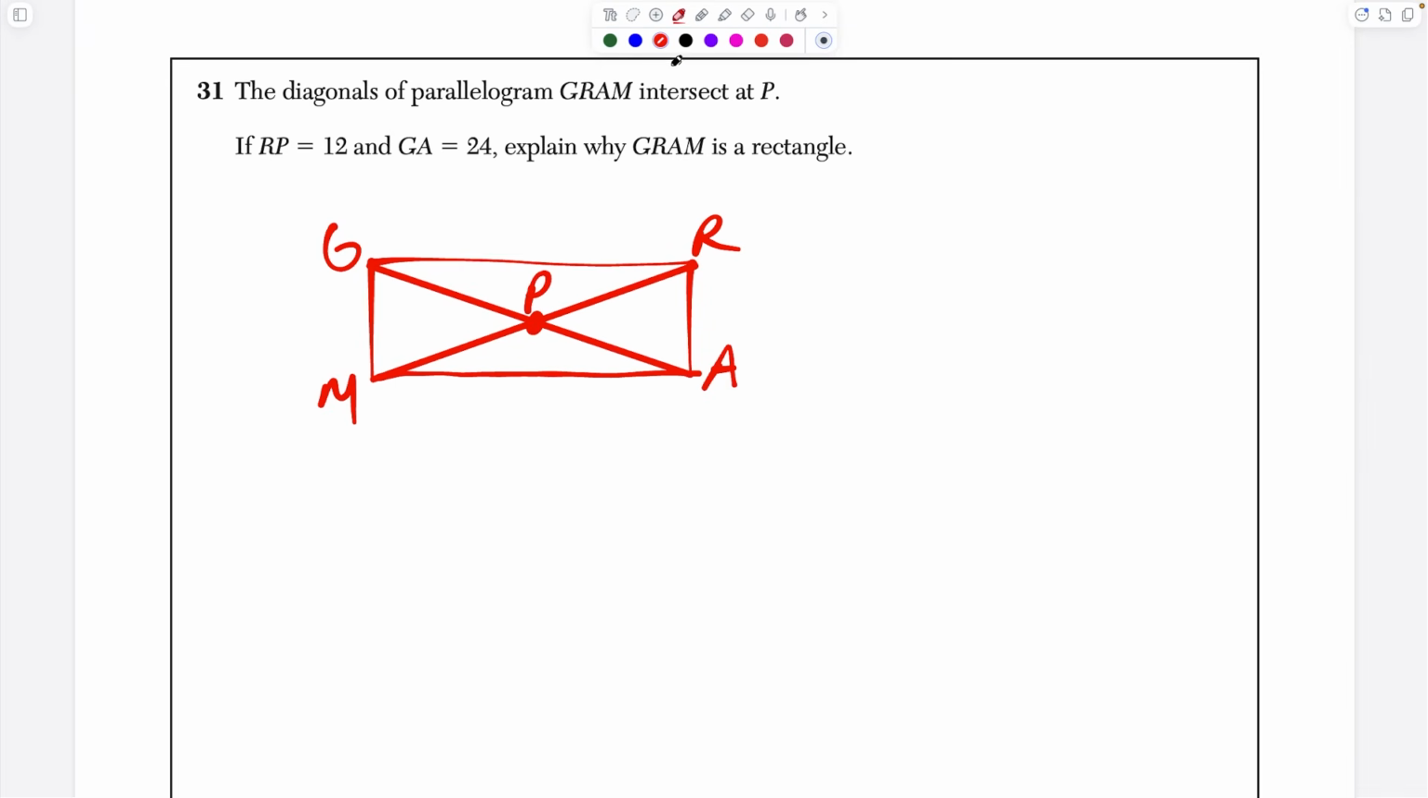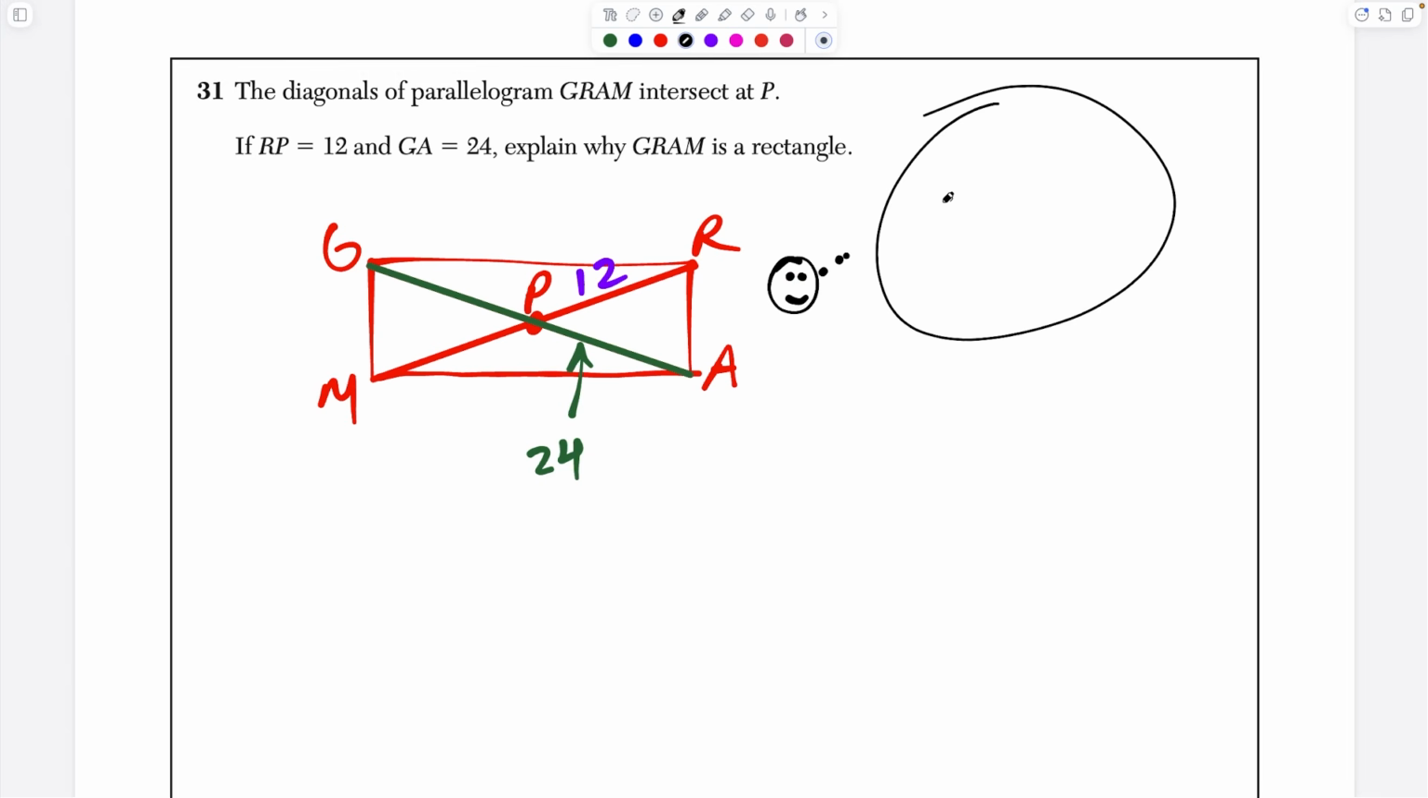And they told us that RP is equal to 12. And they told us that GA, this entire segment here, from here to here, is 24 units long. You have to explain why GRAM is a rectangle. So what I'm thinking with this question is I want to show the diagonals are congruent. Okay, so I'm going to write here: a parallelogram with congruent diagonals is a rectangle. Okay, that's the first thought that comes to mind. A parallelogram with congruent diagonals is a rectangle.